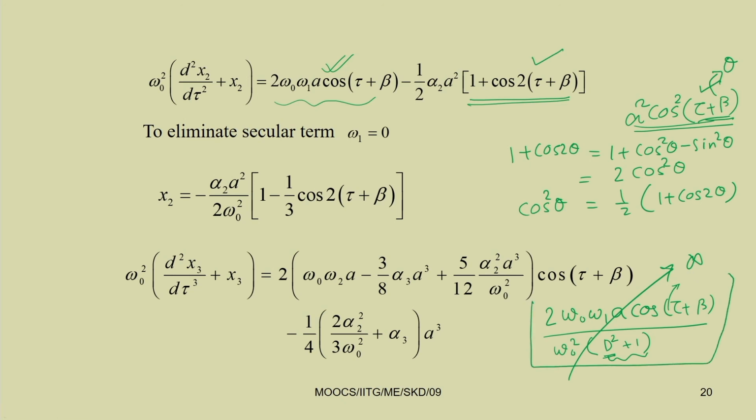As the solution is bounded, this term has to be eliminated. The cos of tau plus beta has a value between minus 1 and plus 1, so this term is not always 0. Similarly, A is also not equal to 0 if it is not the trivial state, and omega 0 equal to root alpha 1 is also not equal to 0. So to eliminate the secular term we must have omega 1 equal to 0.